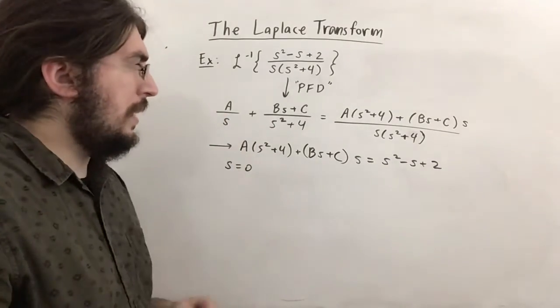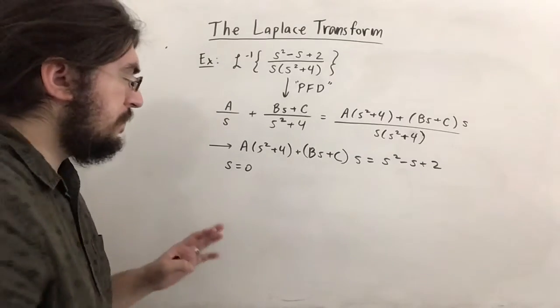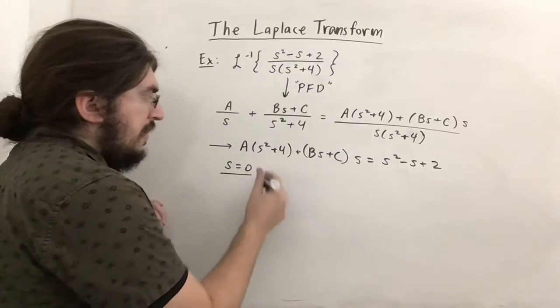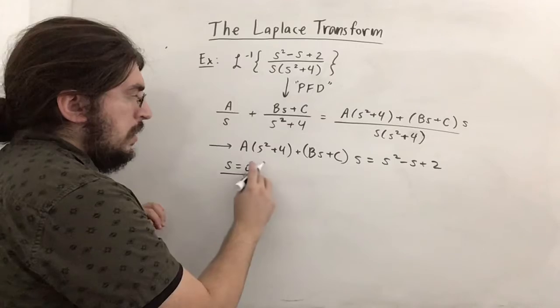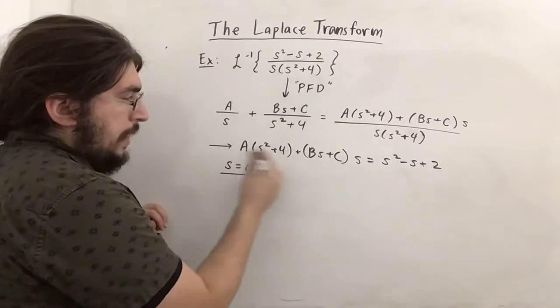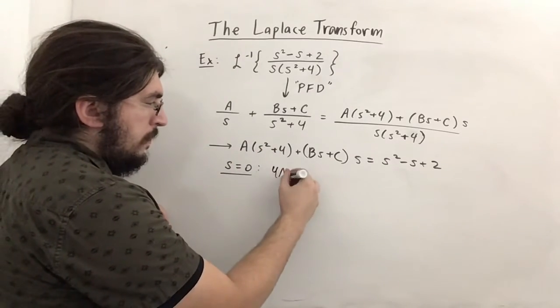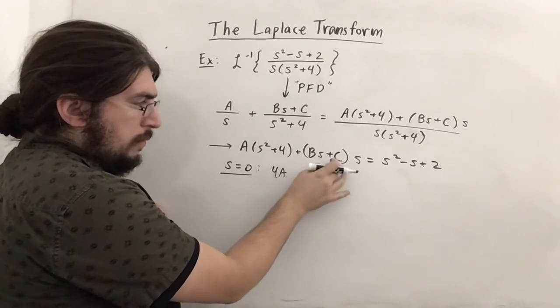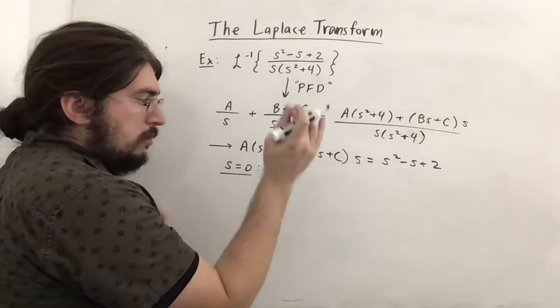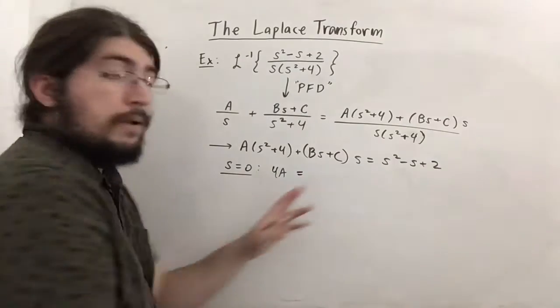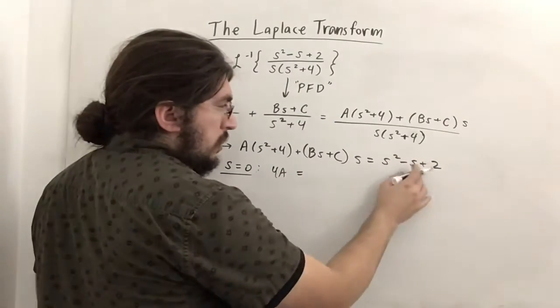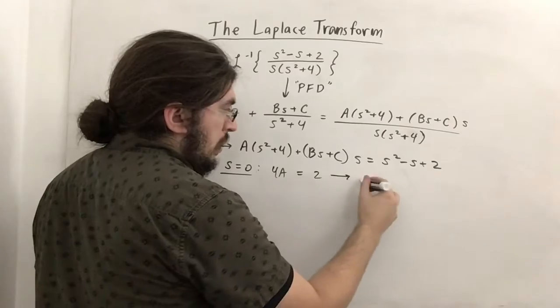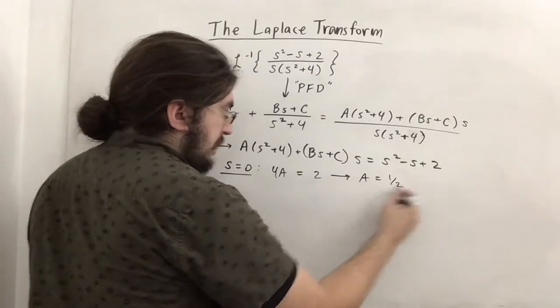So I made a misstep there for some reason. But anyways, if we plug in s to be 0, what do we get? Well, that becomes 4a because 0 plus 4 is 4. And here that becomes 0 because it's b times 0, which is 0 plus c, so it's c, but then times 0 is 0 anyways. When you plug in 0 here, we get 0, 0, and 2, so that's 2. So dividing by 4a is actually 1/2.